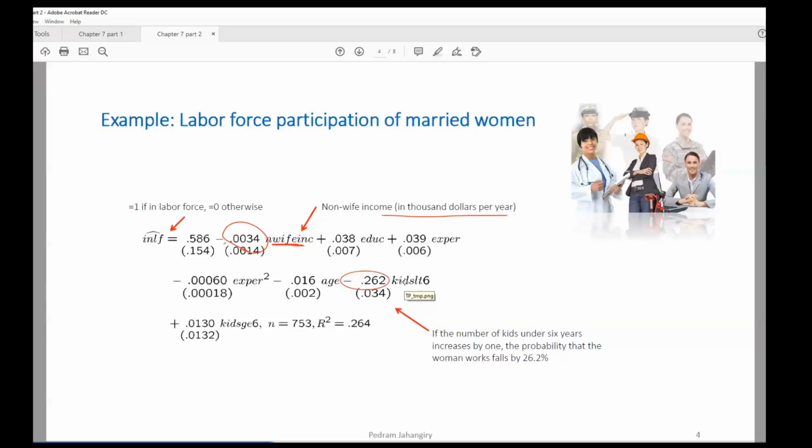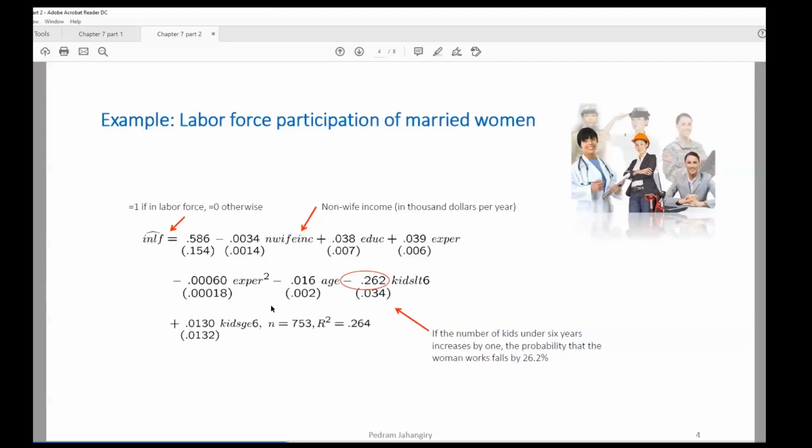So if you bring $1 million, so it's 1,000 multiplied by this number, the probability of you participating in the labor force is going to decrease by 3.4%. Which is okay. I think it should be higher than that, but the data does not support that. Okay. Again, this is fun. Econometrics is fun. You have some belief, and then you throw data at it to interpret that.